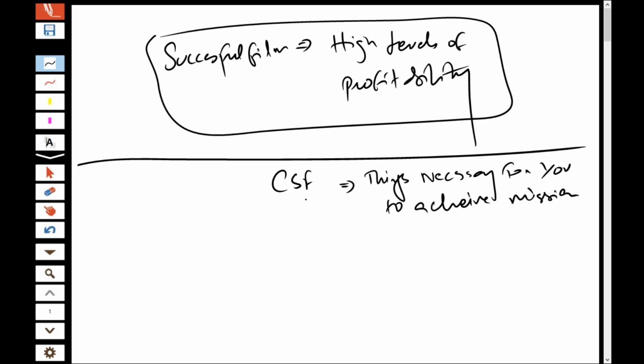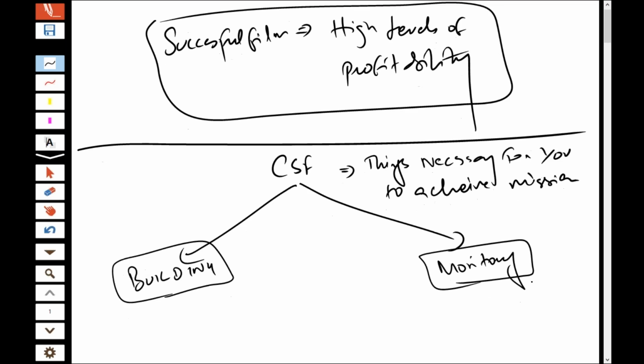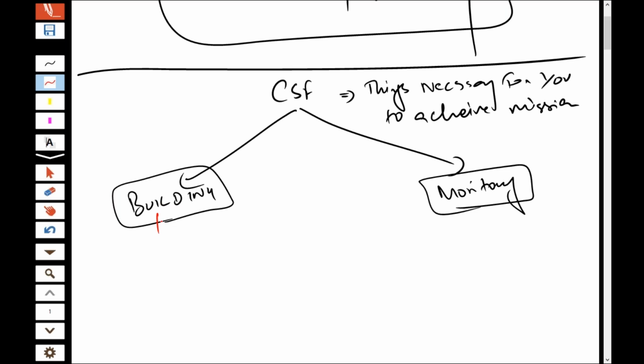the two different categories of the CSF could be, one of them is called building CSF and the other one is termed as a monitoring CSF. Now what exactly do you mean by this building and the monitoring CSF? A building CSF is that CSF which focuses upon the entity's growth.